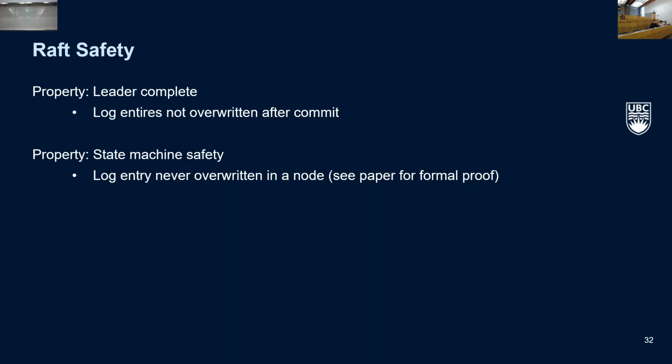Leader completeness is a property of Raft. So the log entries are not overwritten after commit. They are durable. The state machine that we're replicating is safe because we never overwrite the log entries for any node. But this is sufficiently complicated that if you want to know exactly why they have this argument for safety, you need to read the paper. I didn't go and read this part of the paper. I was perfectly willing to say, okay, I'll accept that for now.